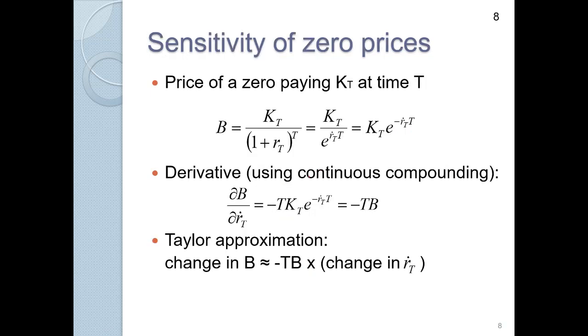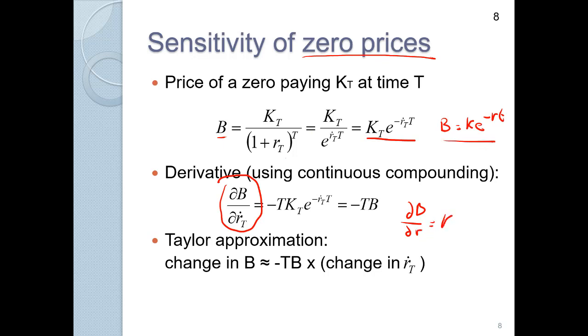Now here we're going to compute the sensitivity of zero prices to the interest rate. So our definition of the bond price is as follows. For short, this is going to be B equals K e to the minus RT. And then you have to take the derivative of B with respect to R. It's going to be K, then the derivative of e to the minus RT is going to be times minus T, and then again, we are left with e to the minus RT.